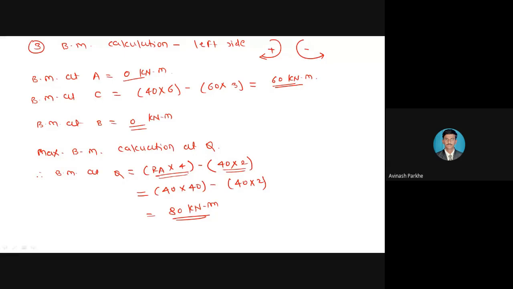So 4 to 5 problems we will take on simply supported beam, 4 to 5 problems on the overhanging beam, and some problems on the cantilever beam. Now I will give the problem to you for your solution. I will give the loading diagram directly, then you can solve. One simply supported beam is there.